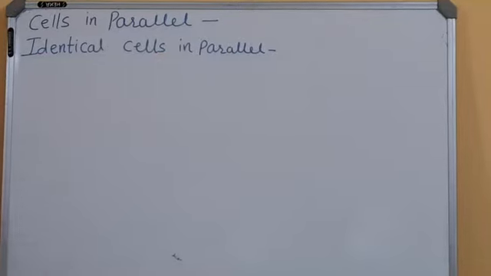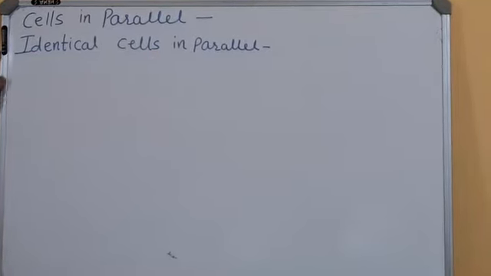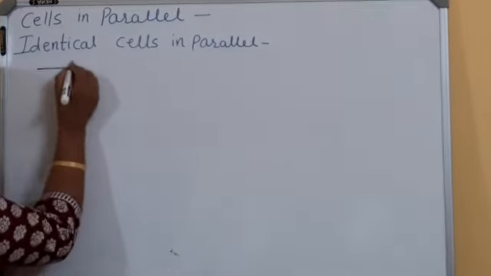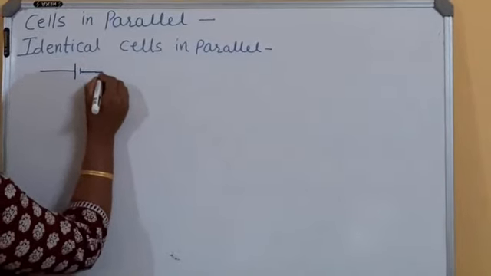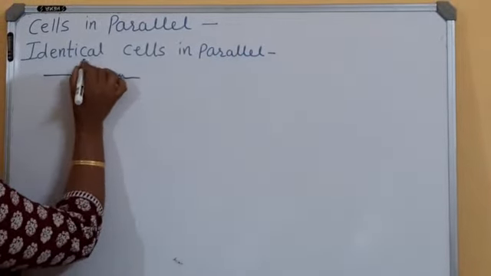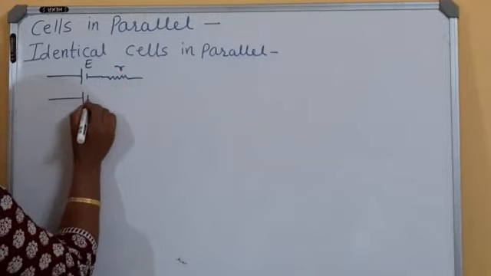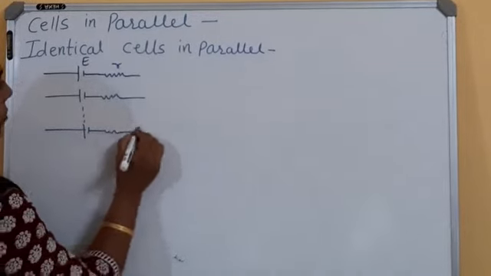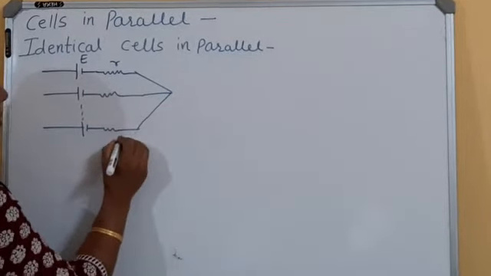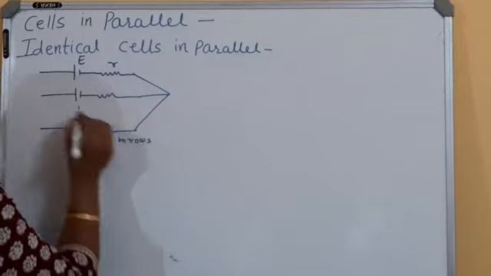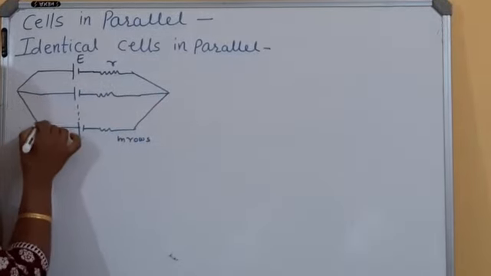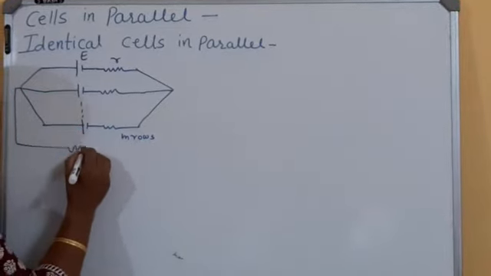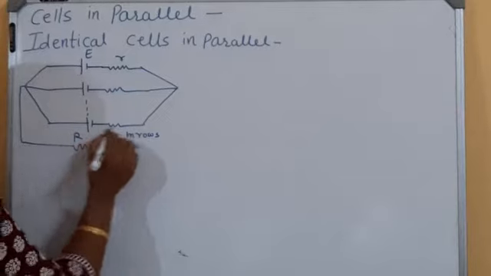Now we will discuss cells in parallel. In that first case we will see identical cells in parallel. Here n number of identical cells, each of EMF E and internal resistance r, we will connect in parallel. You draw this diagram. Such n rows we are going to take. So total number of cells are n, and this combination is connected with the external resistance R.